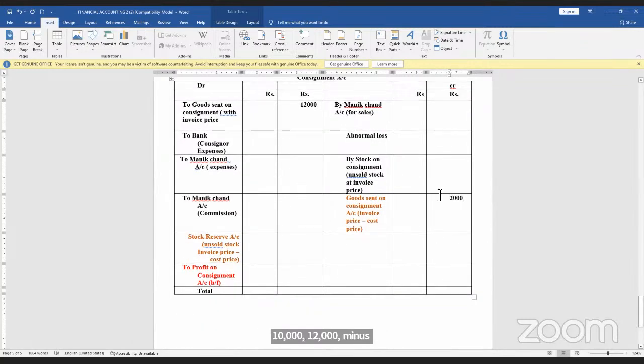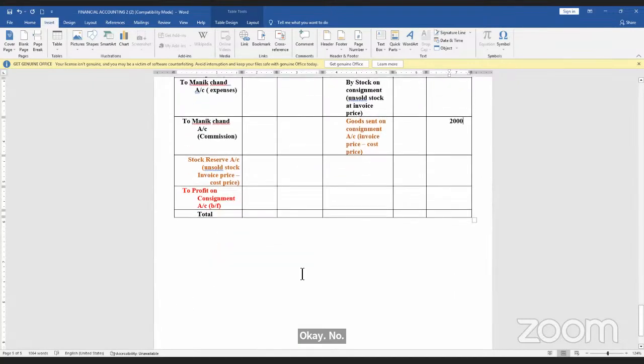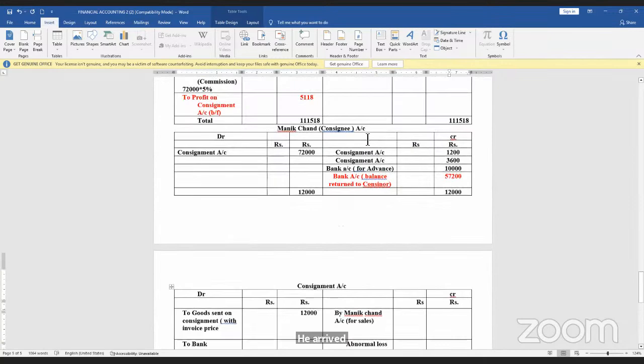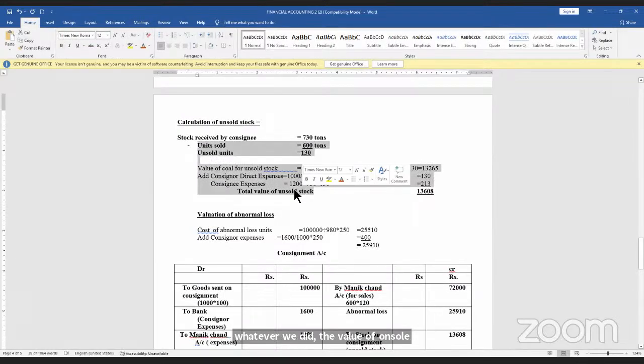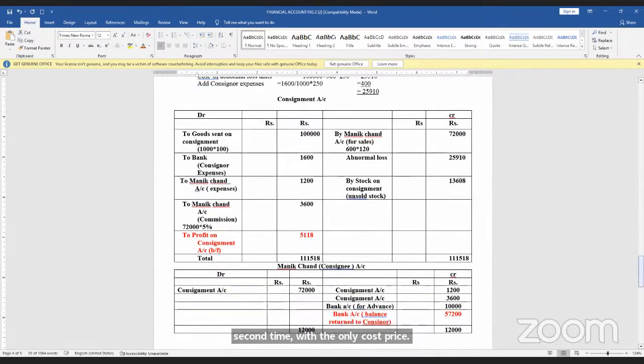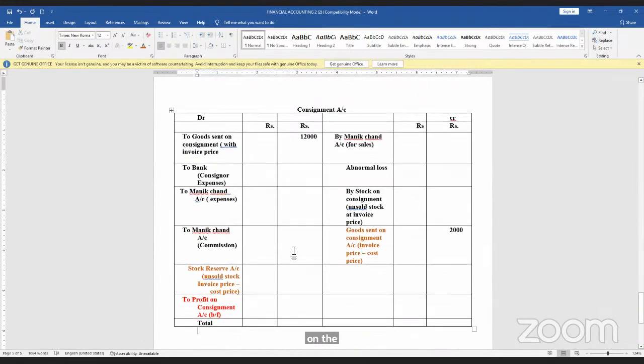Now, unsold stock. Here I give you an example. The same way we did here for the value of unsold stock, we do there also: one time with the invoice price, the second time with only the cost price. The difference between these two has to be taken and shown on the debit side. Let us take a question, you will understand. Only the consignment account changes when the invoice price is given. The consignment account goes as usual.